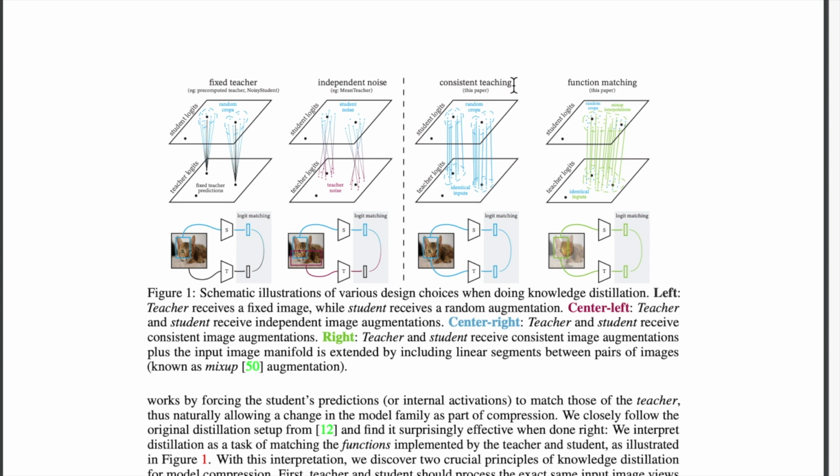So then consistent teaching is they both see the same crop of the image, and then function matching is increasing the support of the distribution by using the mix-up augmentation. Mix-up is where you say take this rabbit or cat image, and then you sample a deer, and then you mix the two, if this is CIFAR-10 or something like that. So with mix-up, you average the pixels of two images, and then you produce these kind of blurry images like this. That increases the support of the distribution and is a pretty strong data augmentation strategy. So they show how this also helps. So this is the idea behind consistent teaching.